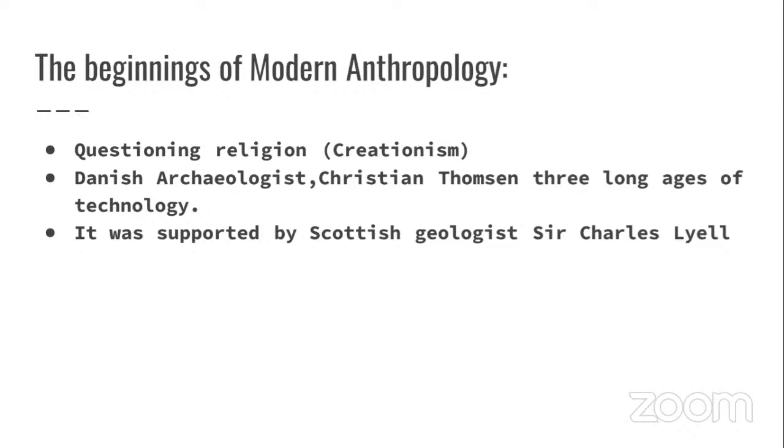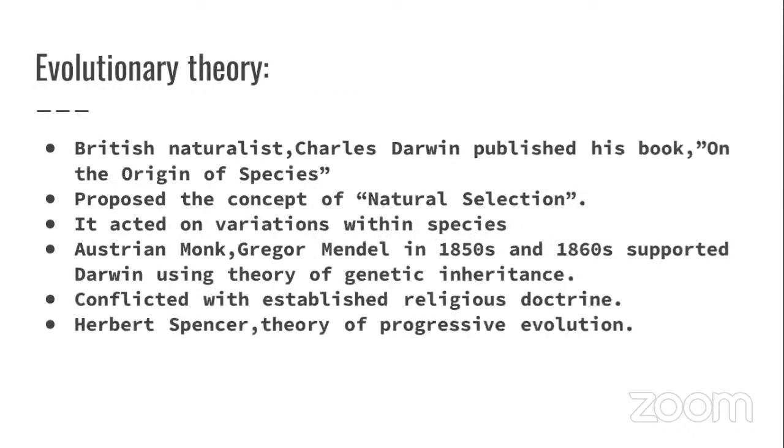Okay. Now we move towards the evolutionary theory, which is a very famous theory, and I'm sure most of you have heard of it. The British naturalist Charles Darwin published his book On the Origin of Species. In this book, in 1859, he argued that animal and plant species had changed or evolved through time under the influence of a process called natural selection. So the concept that he introduced was natural selection.